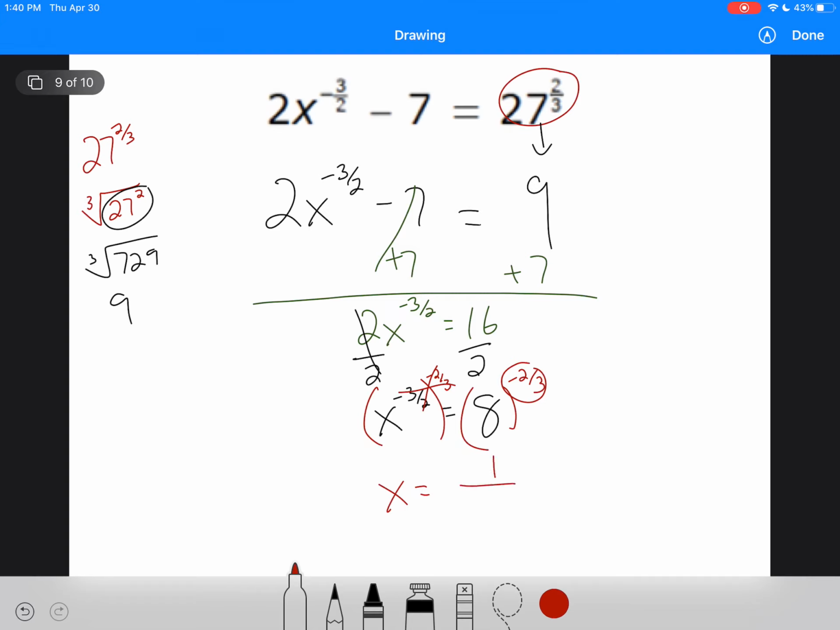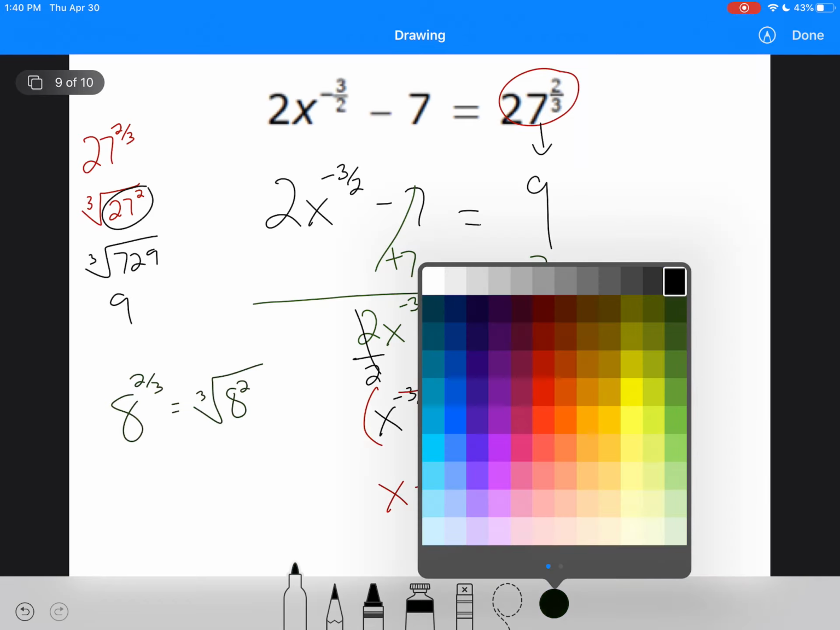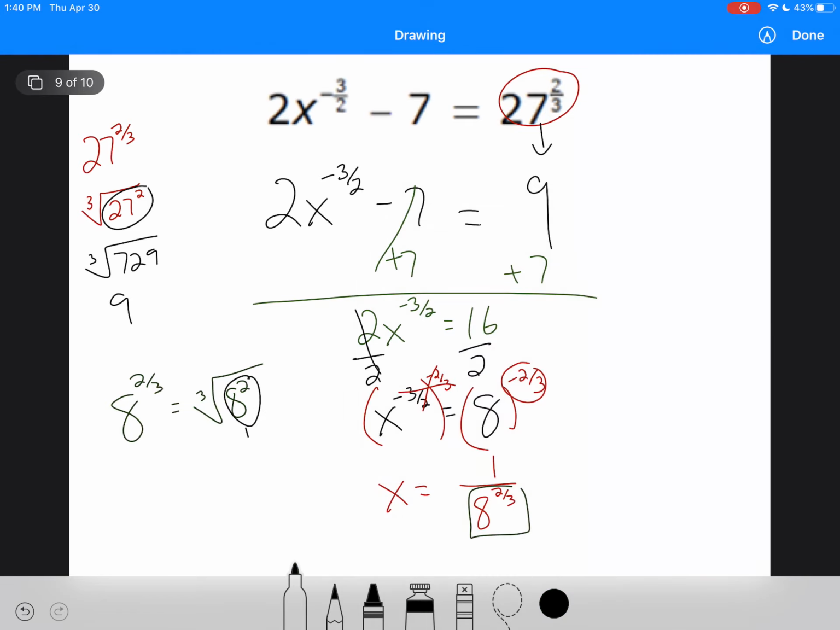So because, which one is it, this one? This is a negative exponent, we need to rewrite this first off as 1 over 8 to the power of 2 over 3. Okay? Then we can find what this is equal to by itself, 8 to the power of 2 over 3, by rewriting that in radical form. So it would be the cube root of 8 squared.